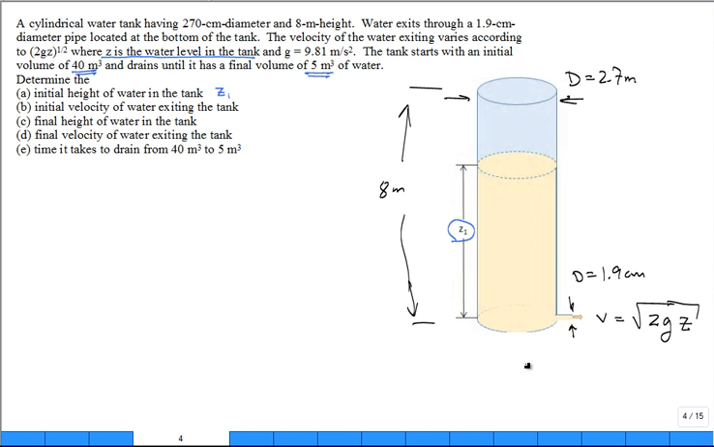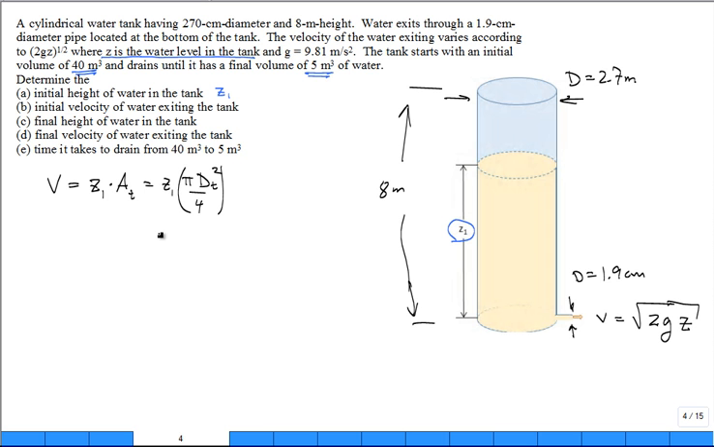All right, so how did we solve for it? Right, so the volume that the water occupies will be the height times the cross-sectional area of the tank. The height of the water level, Z1, times the cross-sectional area of the tank. And the cross-sectional area of the tank is pi diameter of the tank squared over 4. Pi d squared over 4.